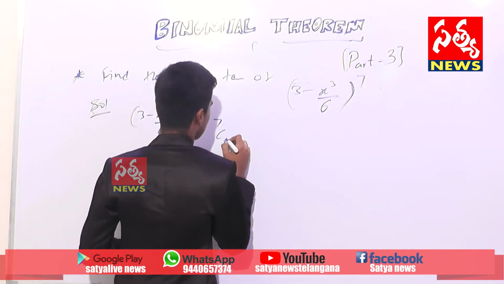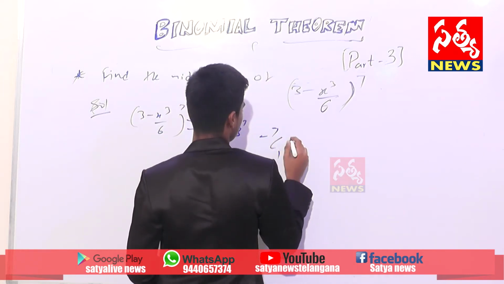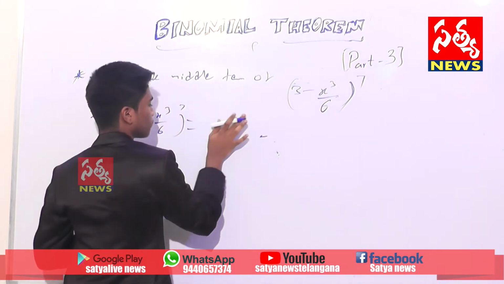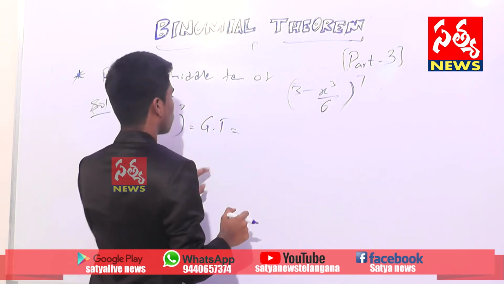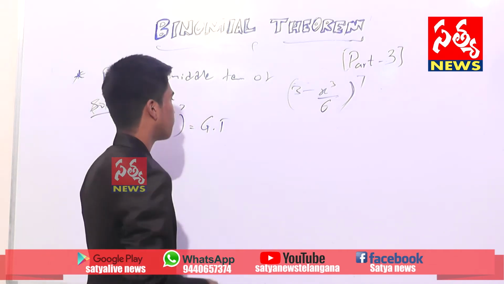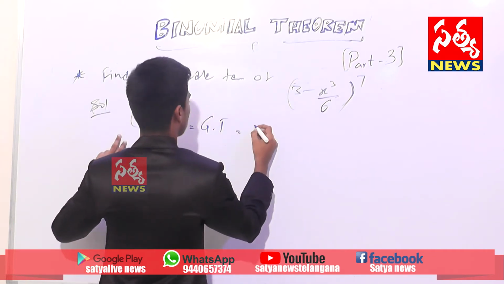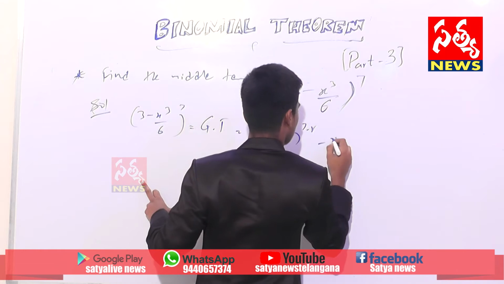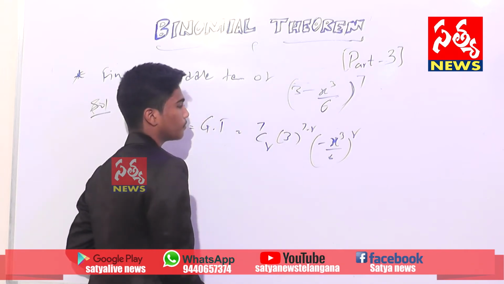7C0 3 power 7 minus 7C1. Or else write the general term. I have said what the general term is. The second part: nCr x power n minus r, y power r. This is the general term.